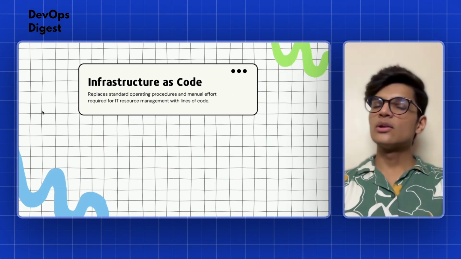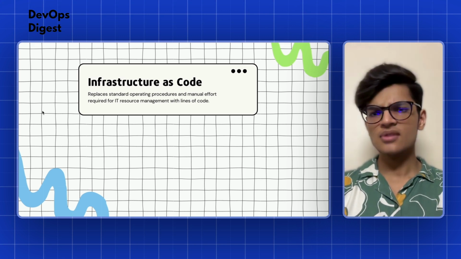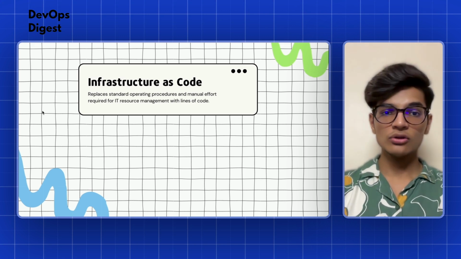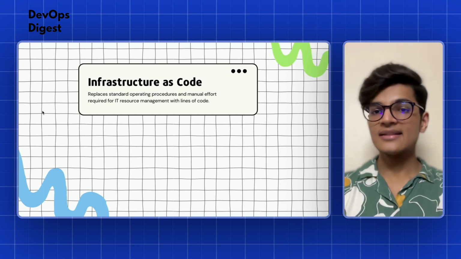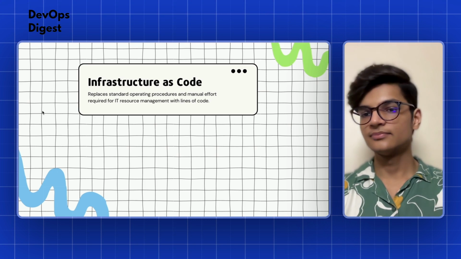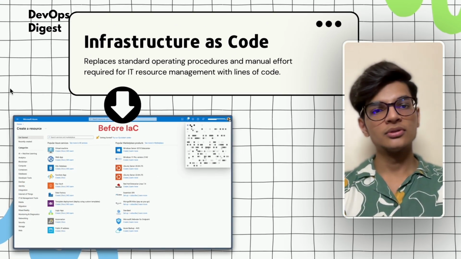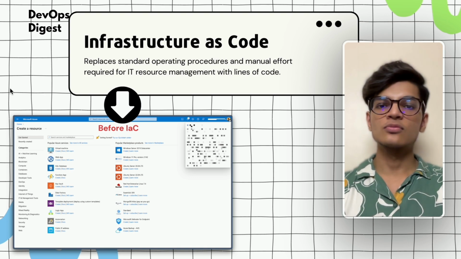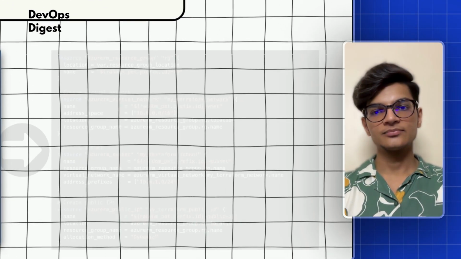Now imagine you need to set up a new server environment for your application. Traditionally, this involves manually configuring the server, installing software, and setting up security policies. This process can be time consuming, error prone, and difficult to replicate across multiple environments. That's where IAC comes in.